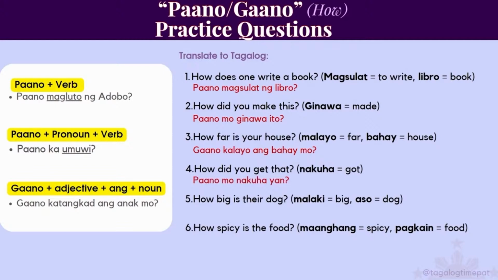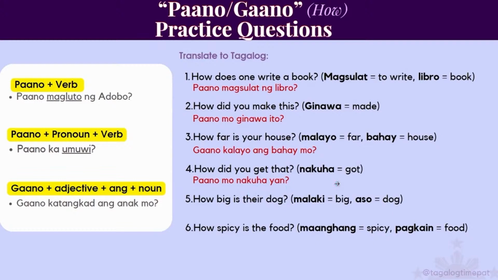Number 4, how did you get that? Nakuha means got. Paano mo nakuha yan? There's no adjective in this question, so we would just still use paano. And that follows rule number 2. Paano, mo, the verb, yan.